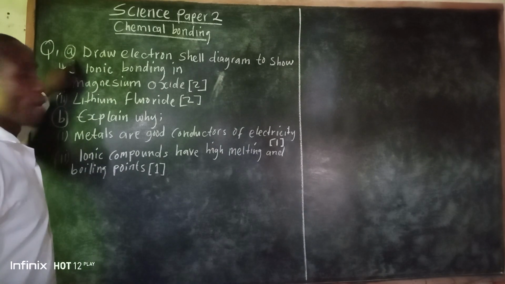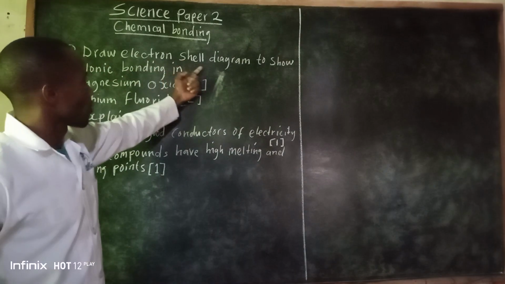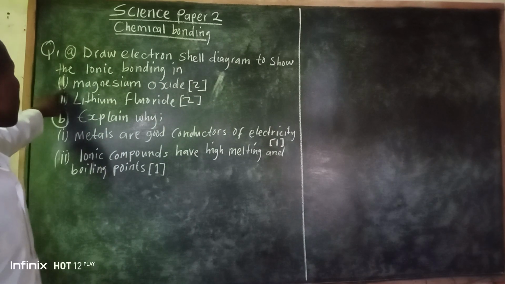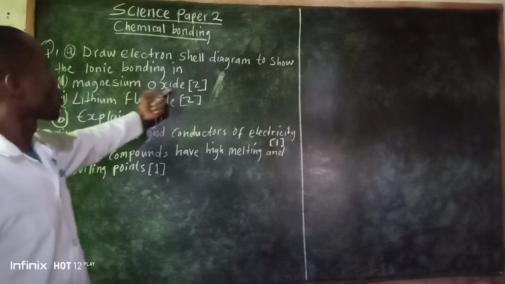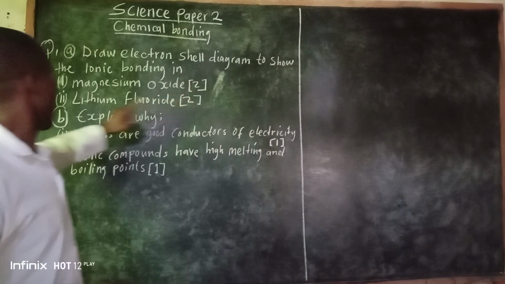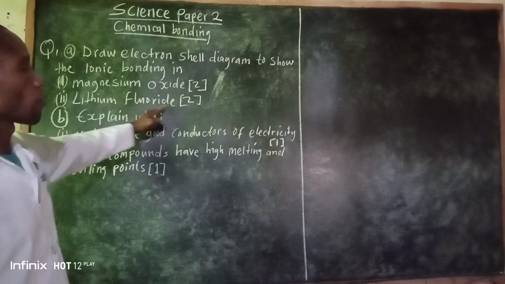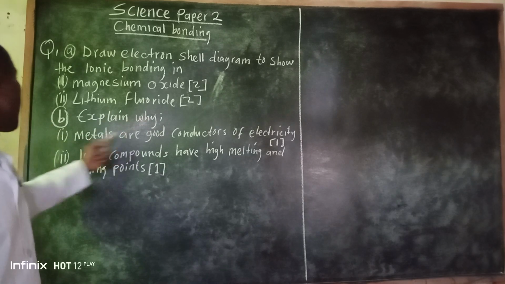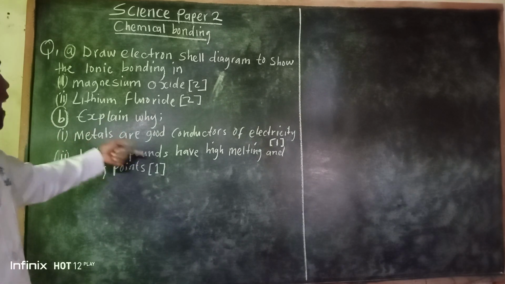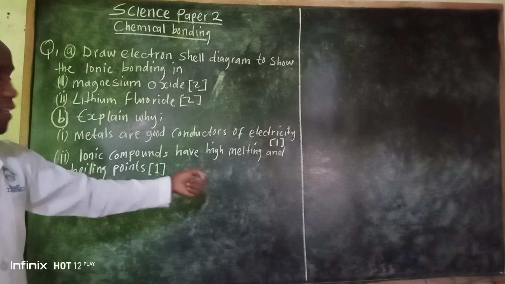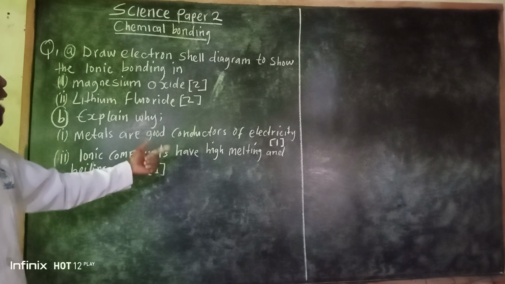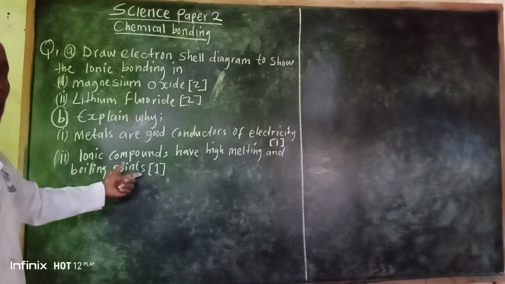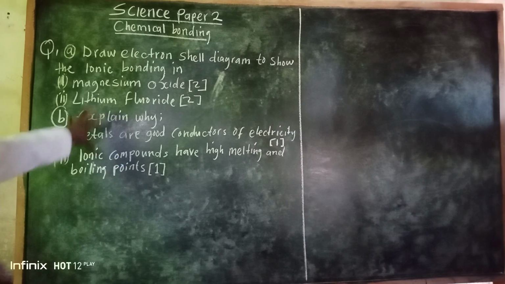Okay, question 1A. Draw electron shell diagrams to show the ionic bonding in: 1, magnesium oxide, 2 marks; then 2, lithium fluoride, 2 marks. Then B, explain why: 1, metals are good conductors of electricity; then 2, ionic compounds have high melting and boiling points. Okay, so these are the questions that we have.